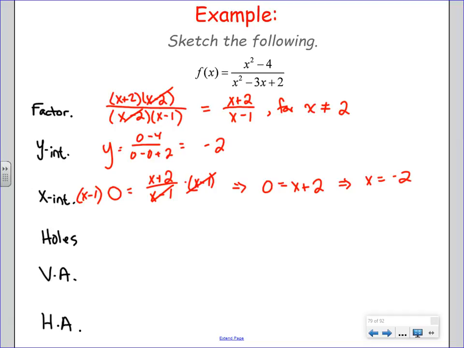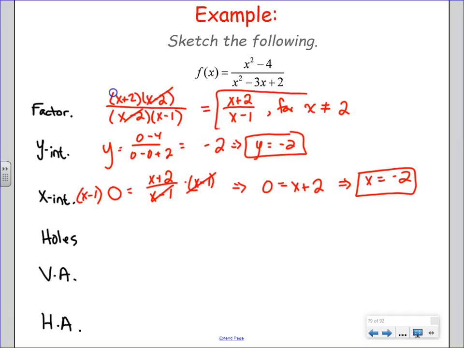Now, did any of you start from the beginning and get plus or minus 2? Okay, never mind. If that's not a mistake, then we're good. If you did get plus or minus 2, you'd have to remind yourselves 2 isn't allowed. 2 isn't allowed. Okay, so we have our factored form, we have our y-intercept, we have our x-intercept.